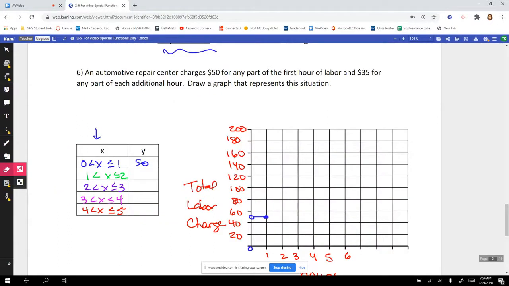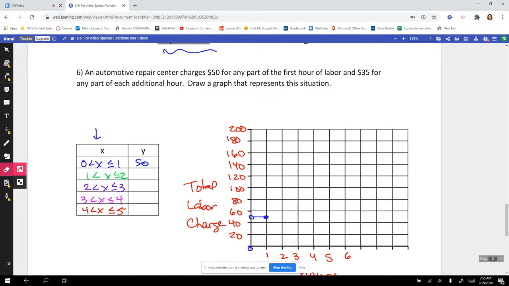The last problem we're going to look at today is a word problem. It says an automotive repair center charges $50 for any part of the first hour of labor and $35 for any part of each additional hour. Draw a graph that represents the situation. Now, this looks overwhelming, but let's just think about this.